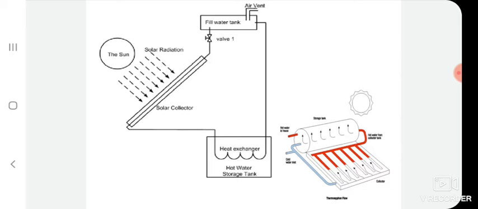Since the panel won't make heat all the time, your tank will need another source of heating as well, usually either a gas boiler or an electric immersion heater. Okay. The cold water from the heat exchanger returns to the panel to pick up more heat.